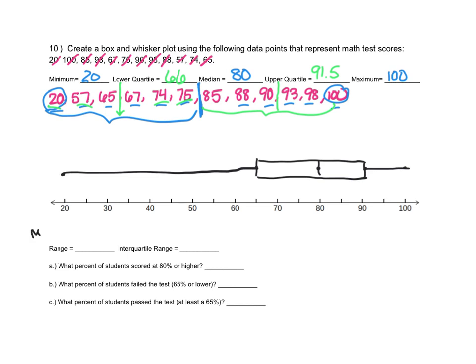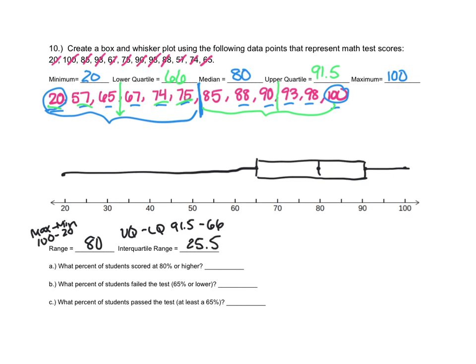The range is the max minus the min, 100 minus 20, which is 80. The interquartile range is upper quartile minus lower quartile, so 91.5 minus 66 is 25.5.